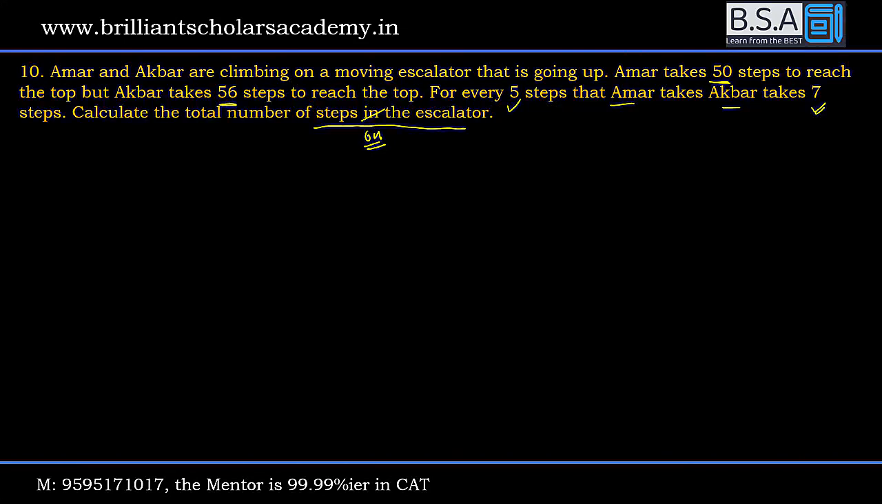Their individual count is given. Notice speeds are not given. Notice the total time is also not given. So how do you convert everything into steps? Take 2-3 minutes, give it a try.